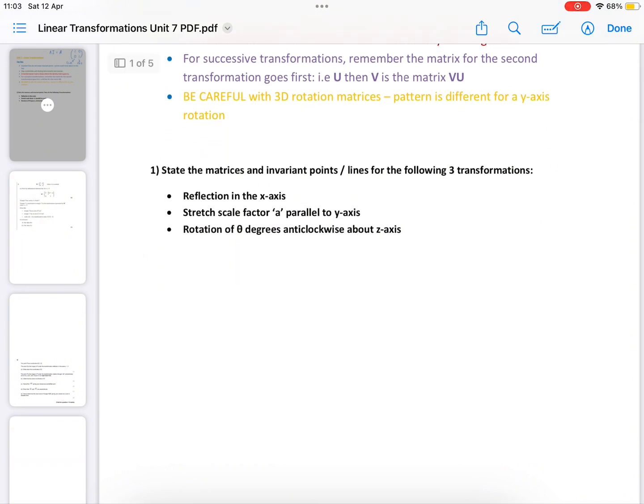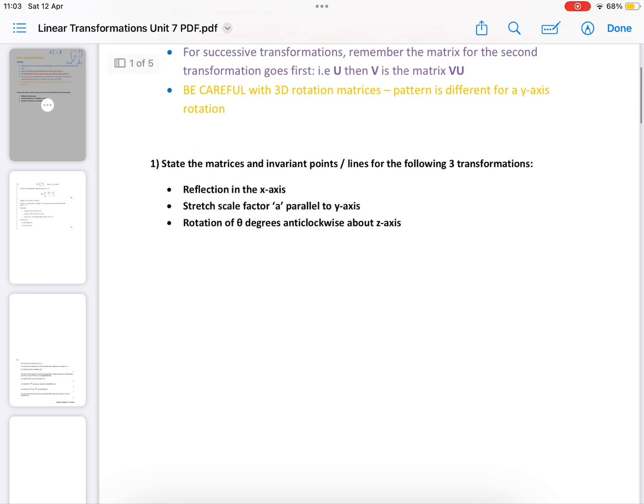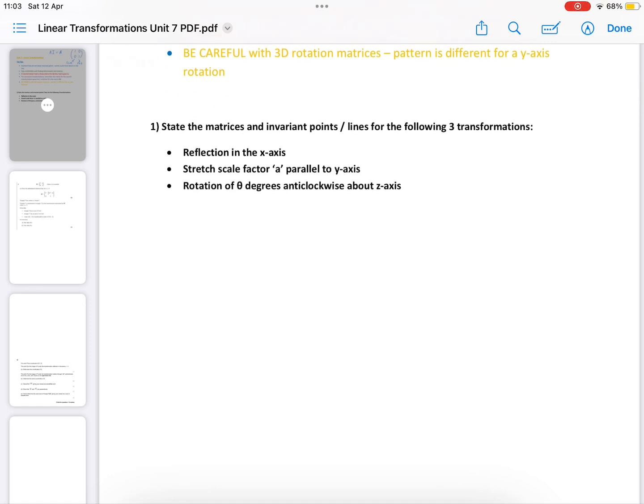And finally, just be careful with the 3D rotation matrices. One thing that always tripped me up is that the pattern is different for a y-axis rotation, and that's important to remember. There might be an example later on in the video.